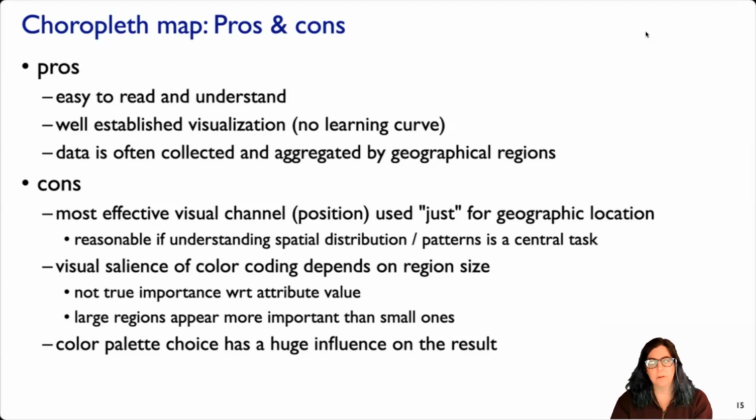Now, as I just alluded to, there's some issues here, which is that how visible is the color coding? The visual salience of the color coding really depends on the size of the region. And what if you have a small geographic region, but there's something really important going on there? Well, it's going to be much harder to see because large regions are going to be just more pixels on screen than smaller. Our ability to perceive color very much depends on the size of the region. So things could appear to be unimportant and you can maybe barely see it, but maybe that's actually a really crucial attribute value. So that's an issue with choropleth maps. Also, the color palette choice does have a really large influence on the result.